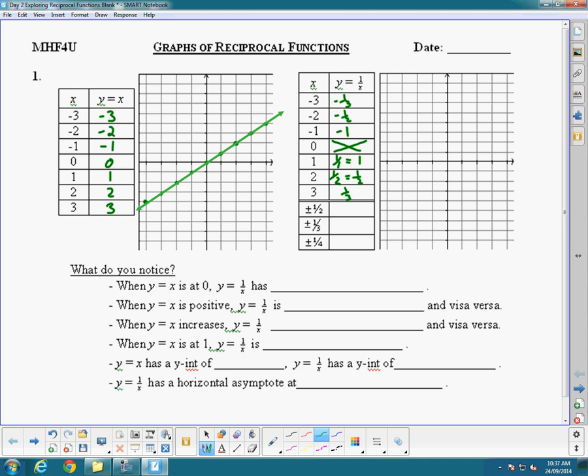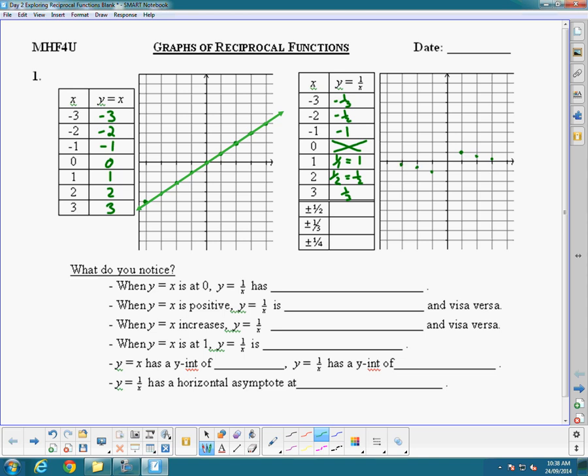So I'll start graphing these points. So (1, 1) is right here. (2, 1/2) is about there. And (3, 1/3) is getting about there. What about negative 1? (-1, -1) is there. (-2, -1/2) is there. And (-3, -1/3) is roughly there.